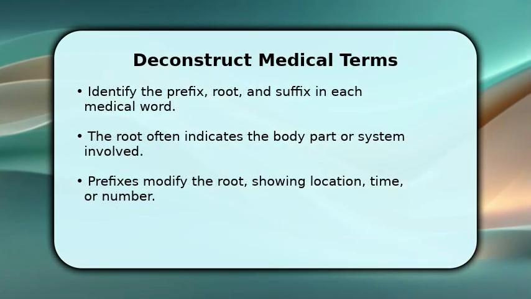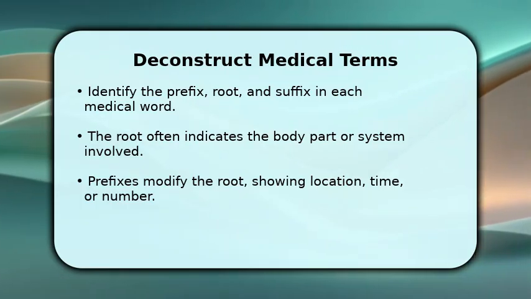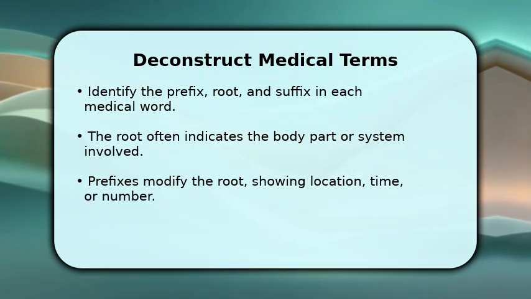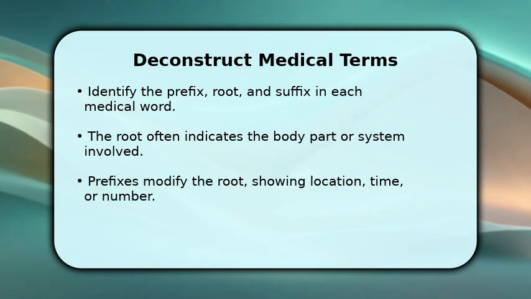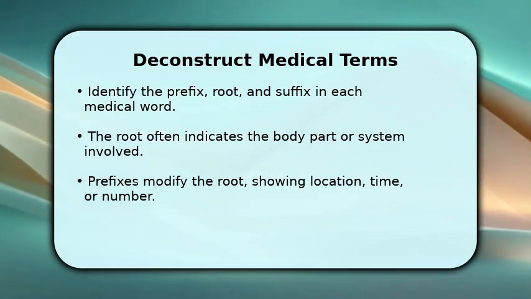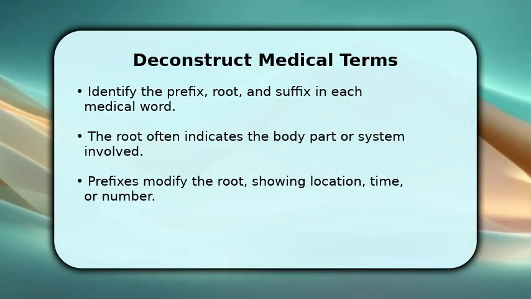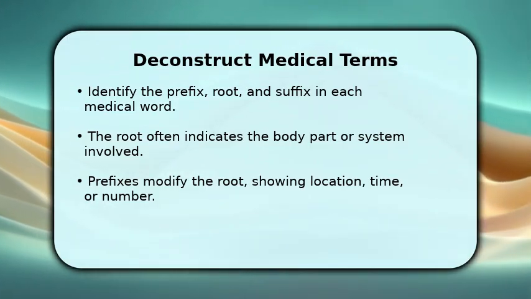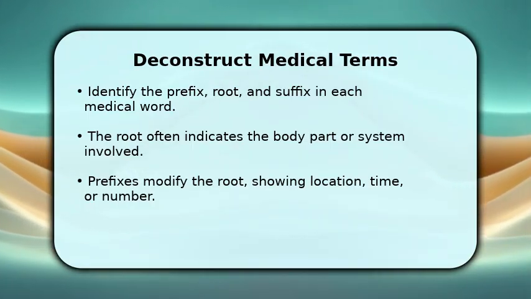A powerful technique is to deconstruct medical terms. For example, pericarditis breaks down into peri, around, cardi, heart, and itis, inflammation. This means inflammation around the heart. By consistently identifying these three parts, you'll build a strong foundation. Practice this method with at least 10 new words daily. This systematic approach transforms overwhelming lists into logical puzzles, making retention much simpler and more intuitive for long-term recall.